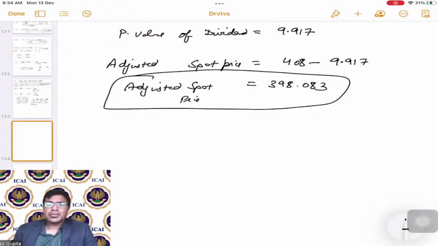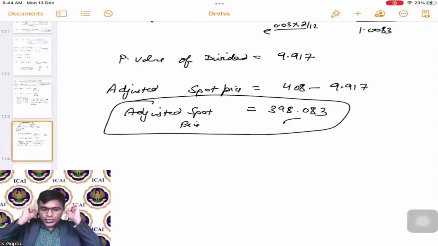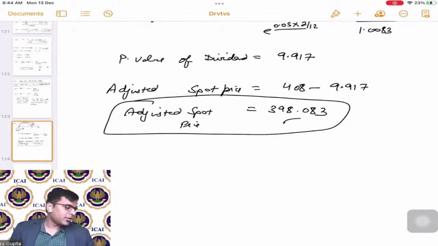Because from the exact spot price, we have reduced the present value of dividend. Now, this spot price will be used in D1 and D2 in the Black-Scholes model to calculate the value of call option. We were discussing question number 23, last part. In that, we have calculated the spot price by reducing the present value of dividend. We call it the adjusted spot price. Using this adjusted spot price, as a next part, we have to calculate the value using the Black-Scholes model.